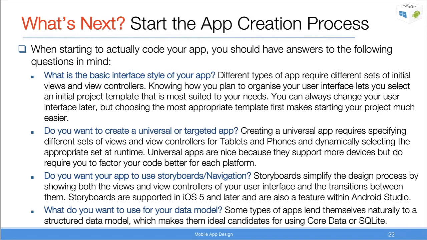Okay, and the final one there: what do you want to use for your data model? We've discussed this already. Some types of app lend themselves naturally to a structured data model, which makes them ideal candidates for using Core Data or SQLite. Most data-driven apps these days have some kind of persistent backend, which a lot of the time is a database. And so that's quite a common approach there. But it doesn't have to be. You could be retrieving data from your MongoDB in a JSON format. So again, it doesn't have to be as structured as that. But if you can answer that question beforehand, it will make the development of your app much easier.